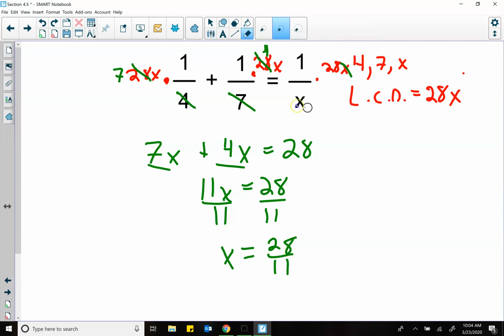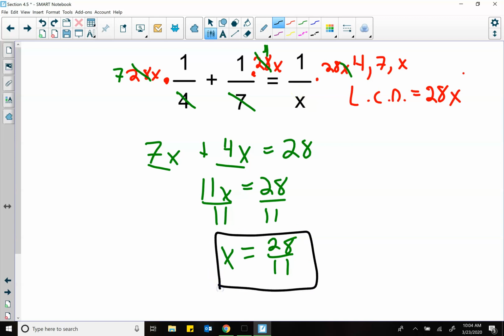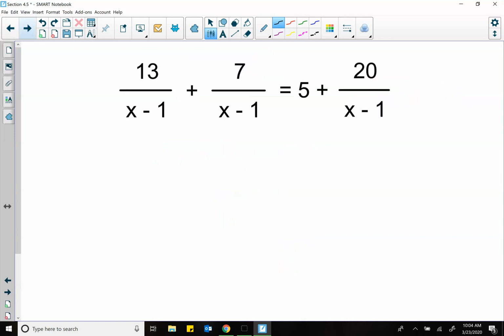So again, we come up here. If I take 28 over 11 and plug it in for x, does that give me 0? No, it does not. It gives you 28 over 11, so this answer is good to go. All right, last problem. Hopefully you see that everyone needs to be multiplied by an x minus 1 because that's the only denominator. So you get an x minus 1, you get an x minus 1, you get an x minus 1, and you get an x minus 1.